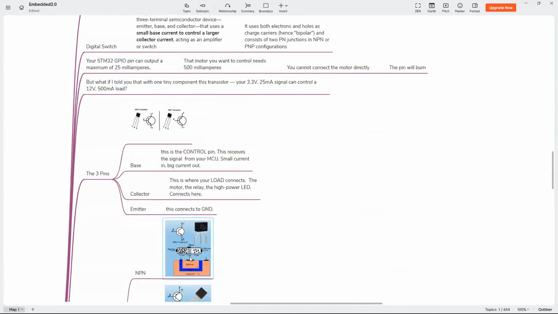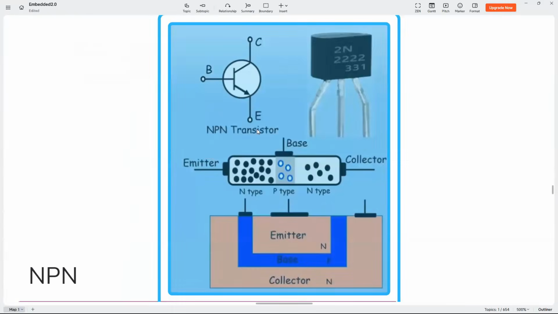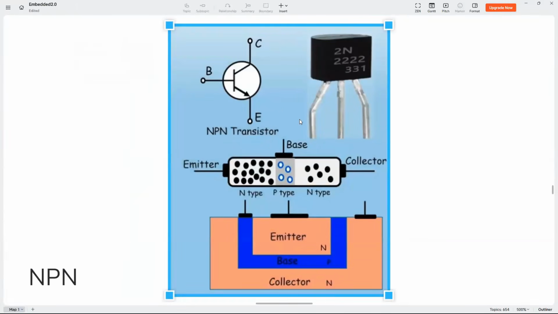And while talking about the NPN transistor, there are the base, collector and emitter. The arrow goes outside. What is the collector pin? That is the pin where the load needs to be connected. LED, relay, motor, everything needs to be connected on the collector side. Whereas on the emitter side, the ground is connected. The base is the pin which needs to be connected to the microcontroller.